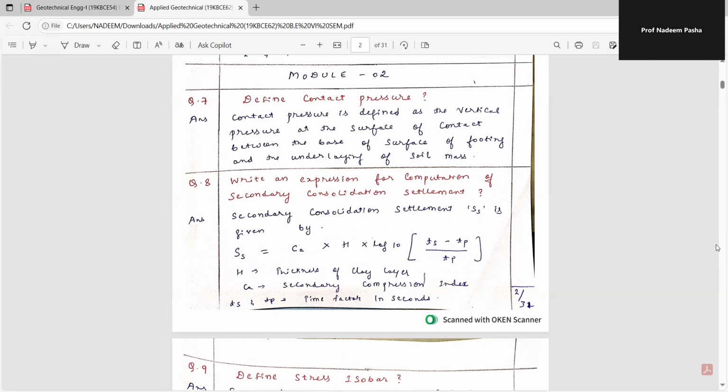So contact pressure क्या है? Contact pressure is defined as the vertical pressure at the surface of contact between the base of the footing and the underlying soil mass. Write an expression for computation of secondary consolidation settlement. So how are we defining secondary consolidation settlement?